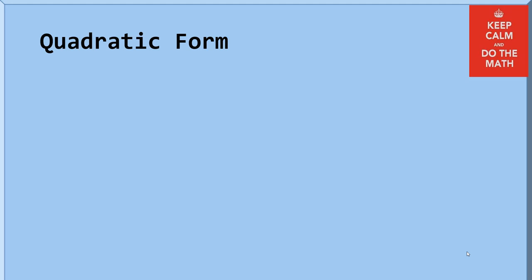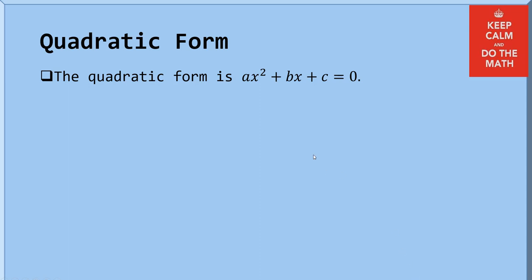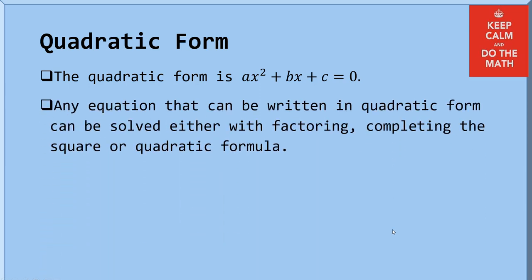In this video, we're going to talk about what is considered the quadratic form. The quadratic form is ax squared plus bx plus c equals 0. So the form, as you can see, is we have a term with a squared first, we have our middle term with a single x, and our constant. Any equation that can be written in quadratic form can be solved either with factoring, completing the square, or the quadratic formula.